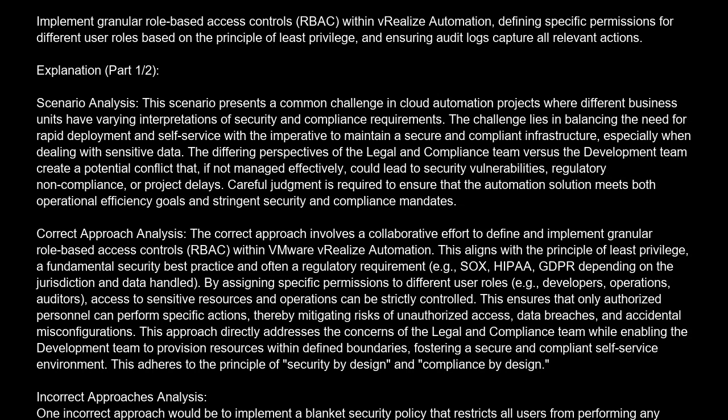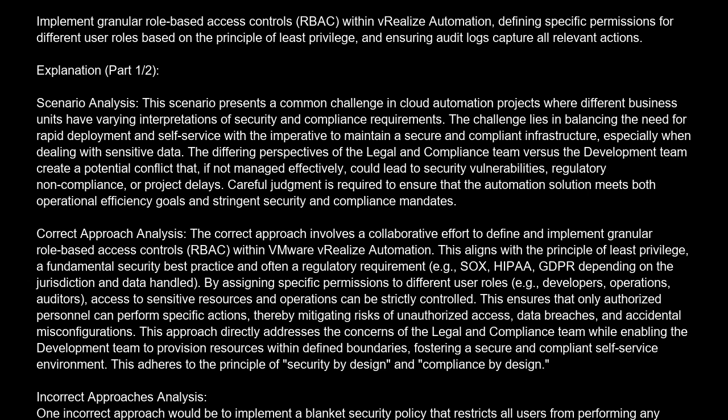The correct answer is B. Implement granular role-based access controls, RBAC, within vRealize Automation, defining specific permissions for different user roles based on the principle of least privilege, and ensuring audit logs capture all relevant actions. Explanation. Scenario analysis. This scenario presents a common challenge in cloud automation projects where different business units have varying interpretations of security and compliance requirements. The challenge lies in balancing the need for rapid deployment and self-service with the imperative to maintain a secure and compliant infrastructure, especially when dealing with sensitive data.